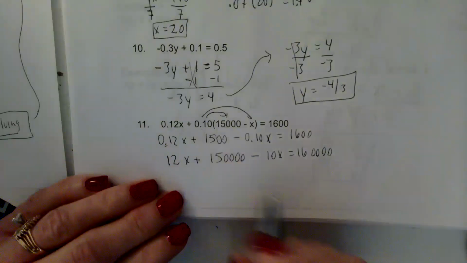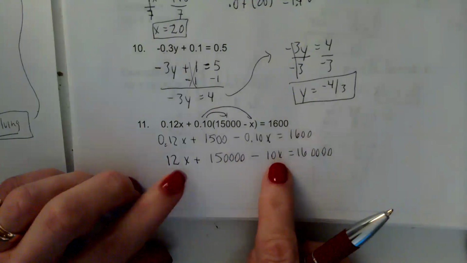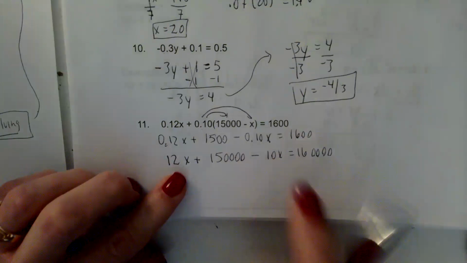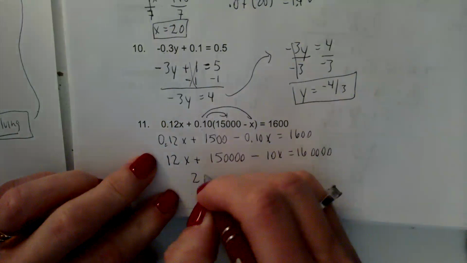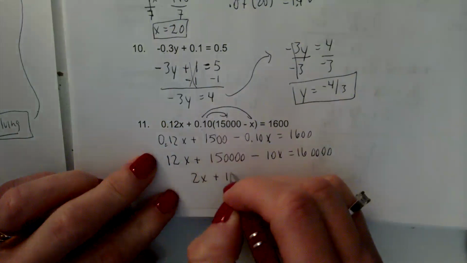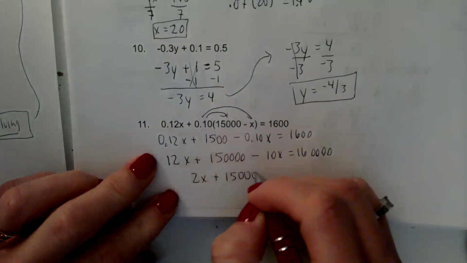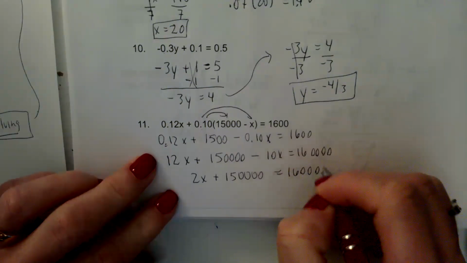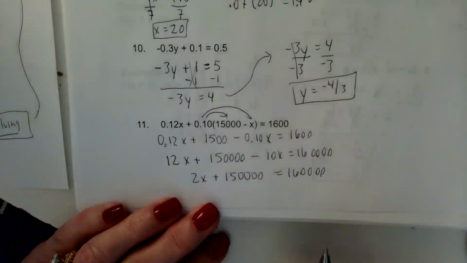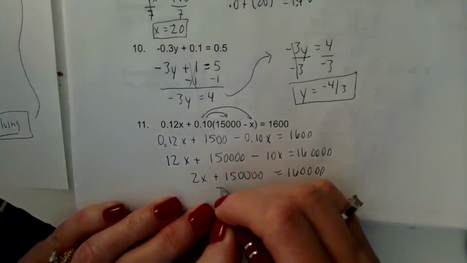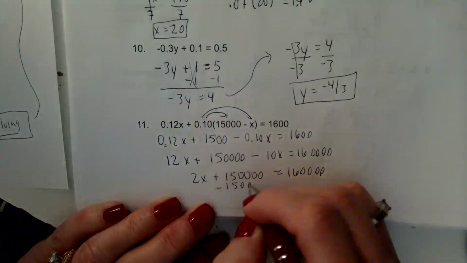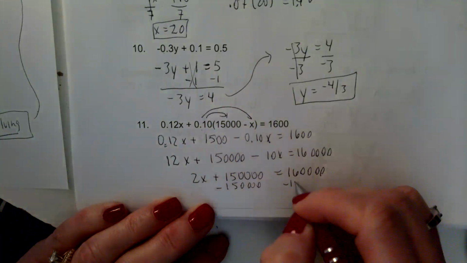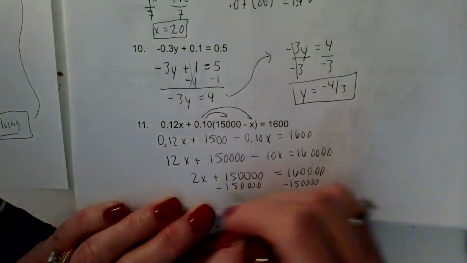Okay. So let's combine our x's. I have 12 positives minus 10. So I have 2 x's plus 150,000 equals 160,000. So I'm going to subtract my 150,000 from both sides.